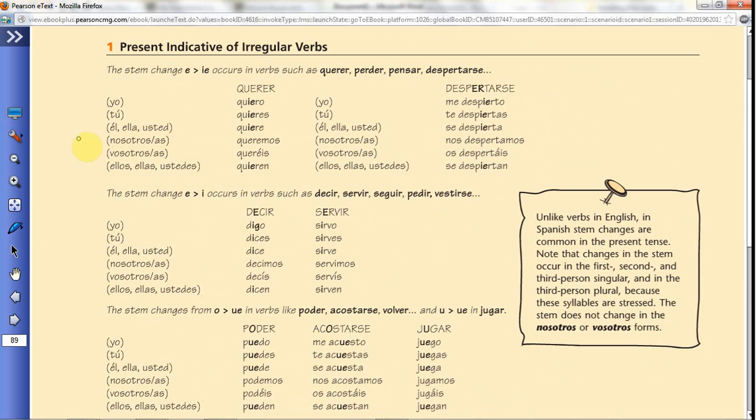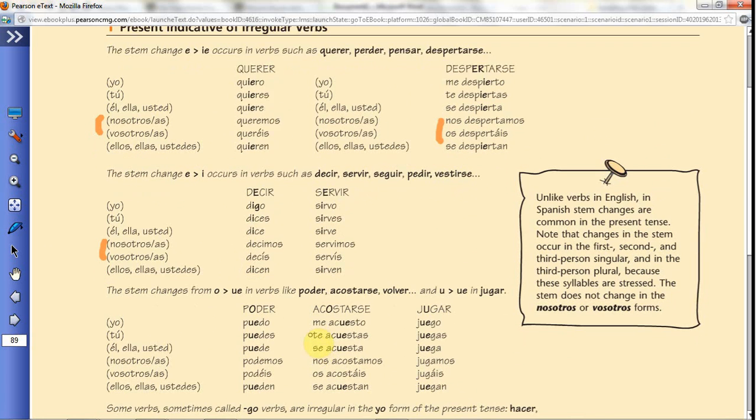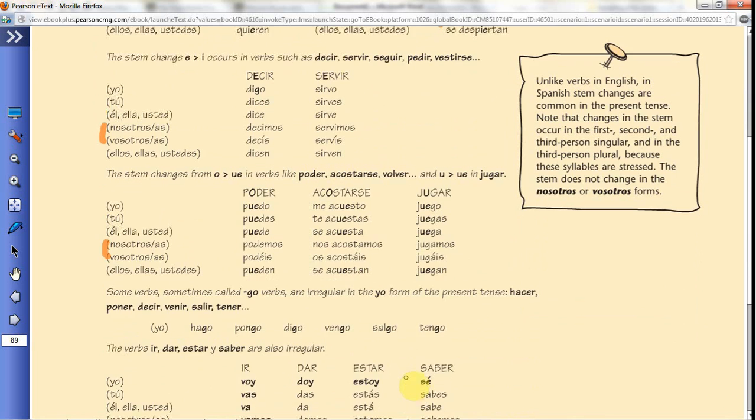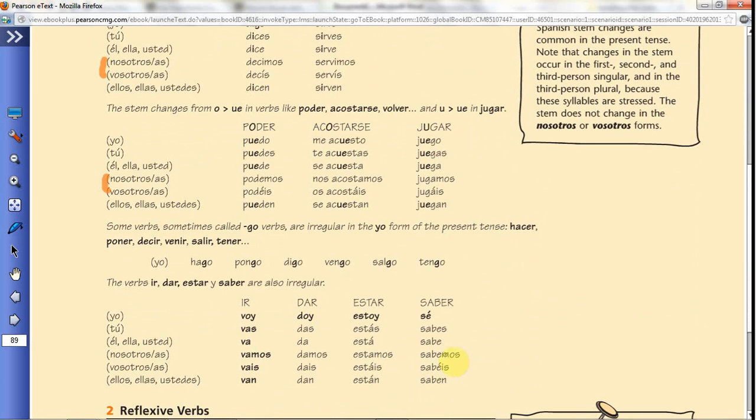So if you look at these, notice how the irregularities don't reach nosotros and vosotros. These are the spellings you would expect if these verbs were regular. Okay, and see that? Go all the way across, you see they stay regular. Same thing for these verbs here, they stay regular. Okay.